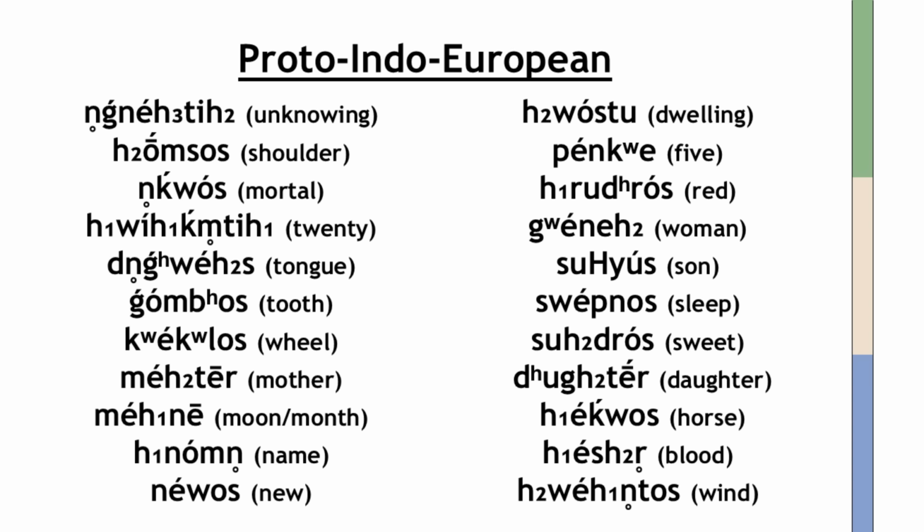Gnertir, Romsos, Quos, Wikimti, Dungwars, Gompos, Queklos, Marter, Metne, Nomen, Nevos, Rostu, Penque, Rutros, Gwenar, Suyus, Swepnos, Surtros, Tukerter, Equos, Esrer, Ruetentos.